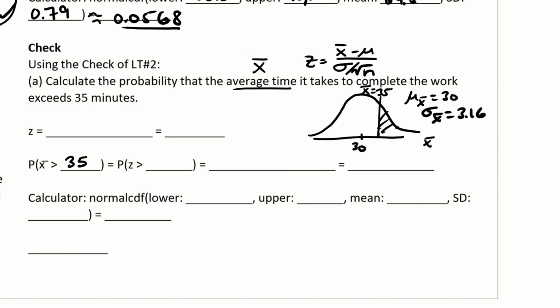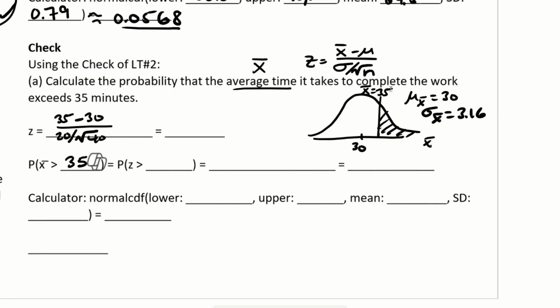Shade to the right. Okay, so let's calculate it. We got the mean, which is 30, so the value minus the mean. The value is 35 minus the mean of 30, over standard deviation over square root of 40. And again, we calculated this already, so you don't have to do this. You can just replace that with 3.16, but I'm showing the whole thing.